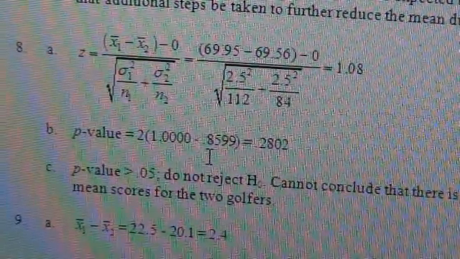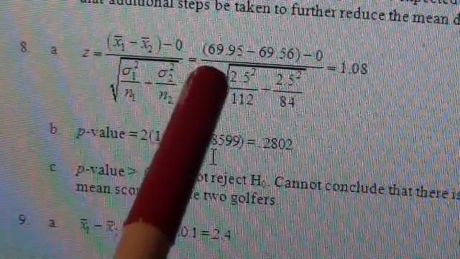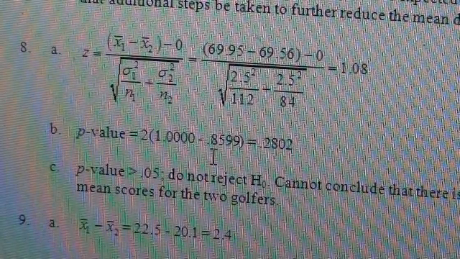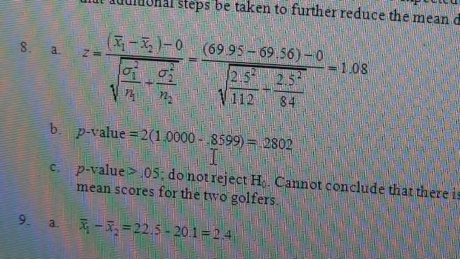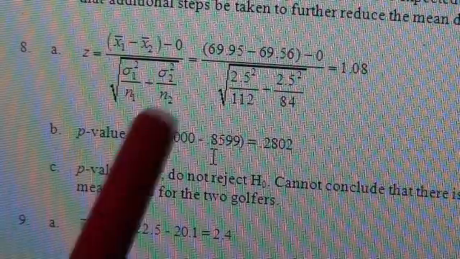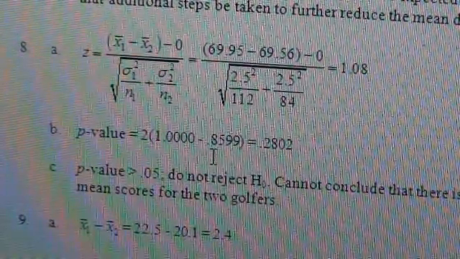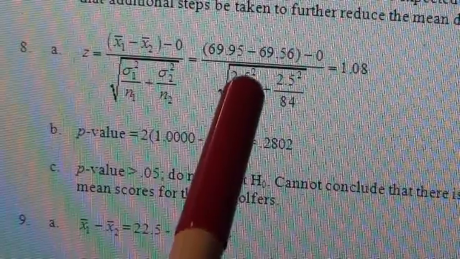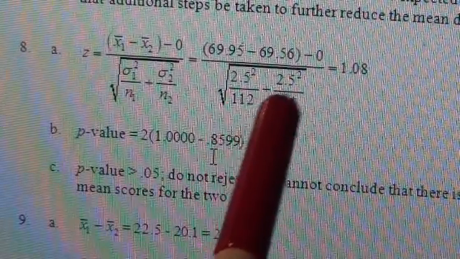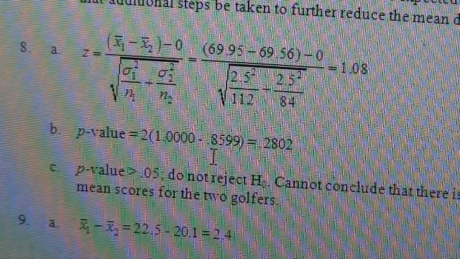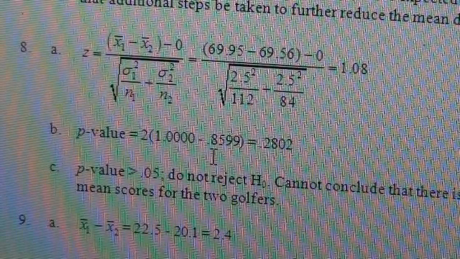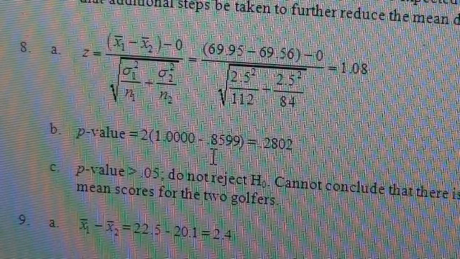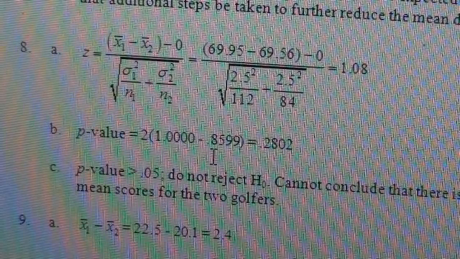But you can see the mean of group 1, 69.95, minus the mean of group 2, 69.56, minus the hypothesized difference, which is 0, because we're just trying to see if there's a difference, divided by the square root of the variance of group 1 divided by the sample size plus the variance of group 2 divided by the sample size. And when you compute that, you get a z-value of 1.08. And now we want to compare that to our p-value, because that's part 2 of this. So that's the answer to A. That's the test statistic.